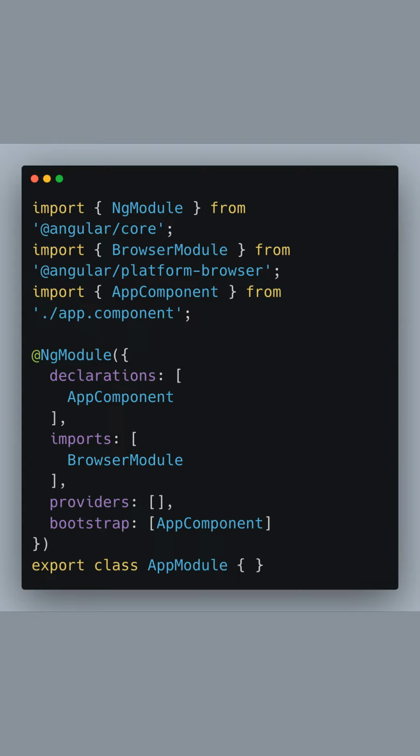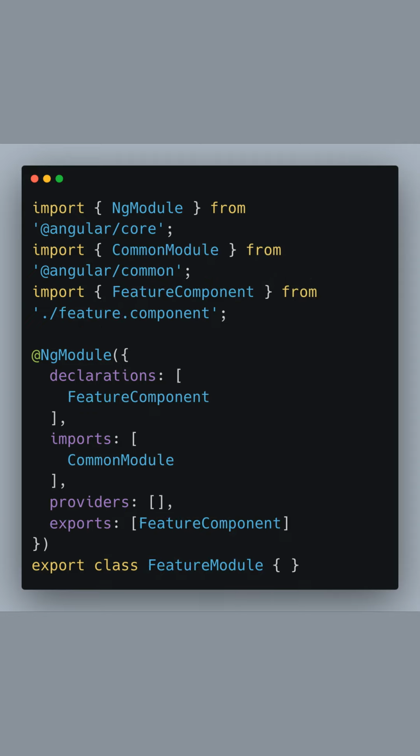Let's begin with the root module, AppModule. Notice here we import NgModules from Angular core, a necessity for any Angular module. We also import browser module, which is specific to applications intended to run in a web browser. The app component, our root component, is then declared in the declarations array. Finally, the bootstrap array indicates that app component should be the entry component when our application starts.